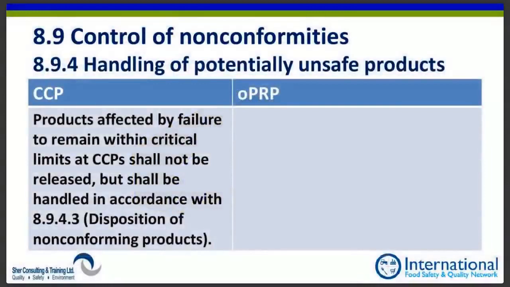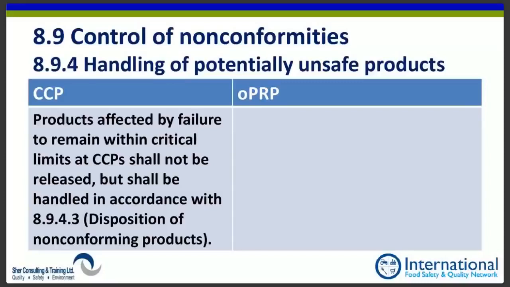And here also there's a difference between CCP and OPRP that, again, I don't like for the same reasons. So products affected by failure to remain within critical limits shall not be released. Shall be handled according to non-conforming products. Simple, always will be, always has been, no fooling around. You have not met your CCP, you are not conforming. Boom.